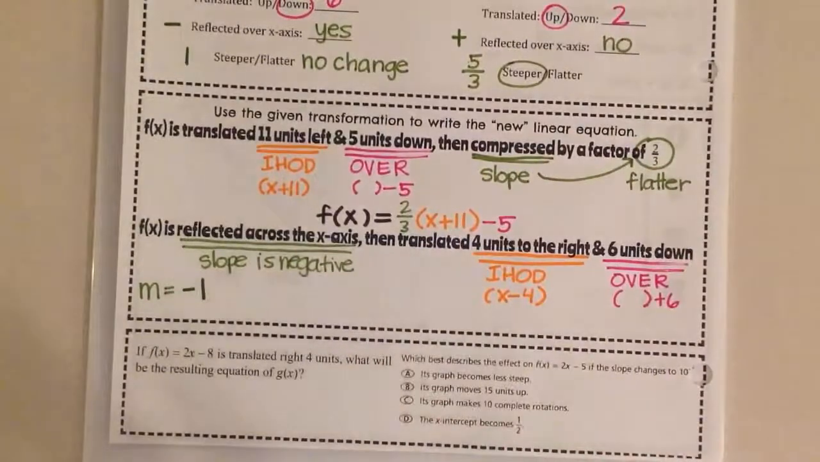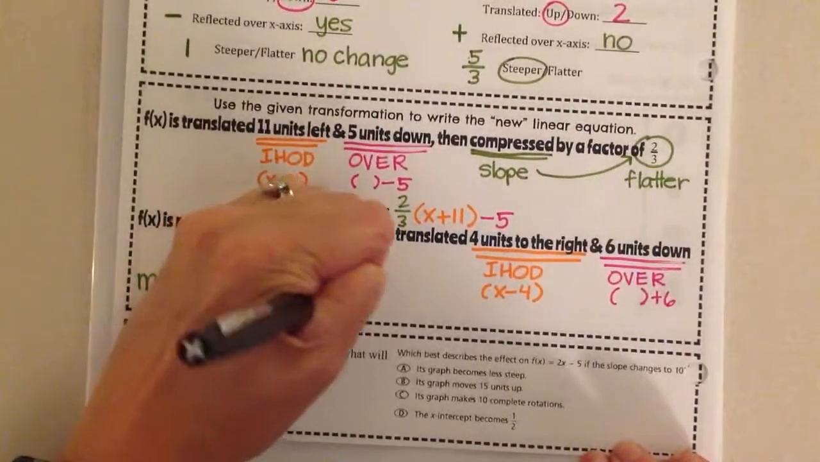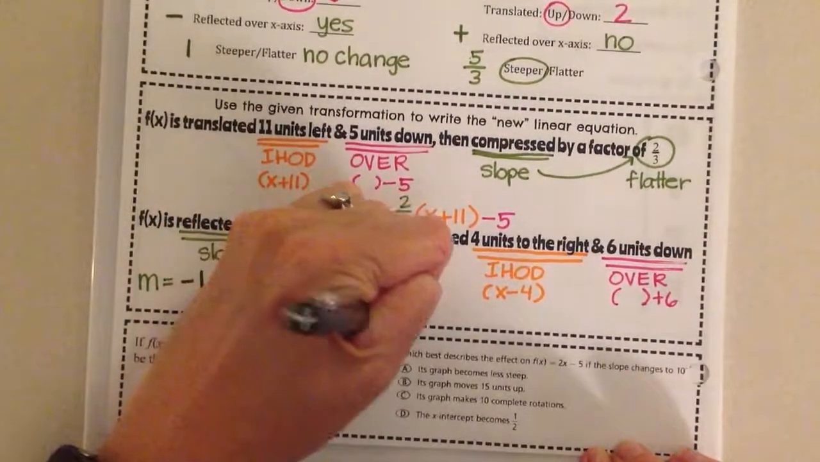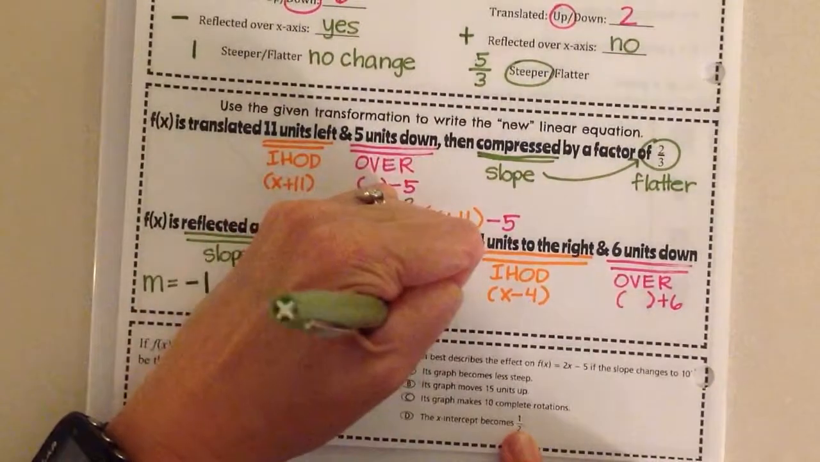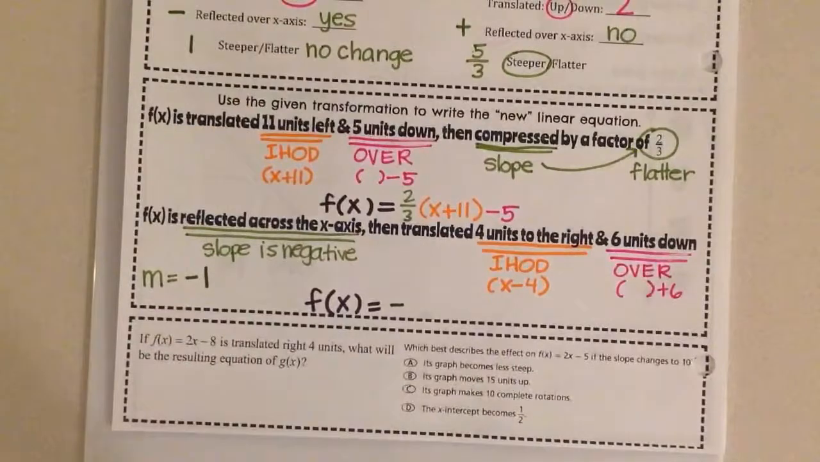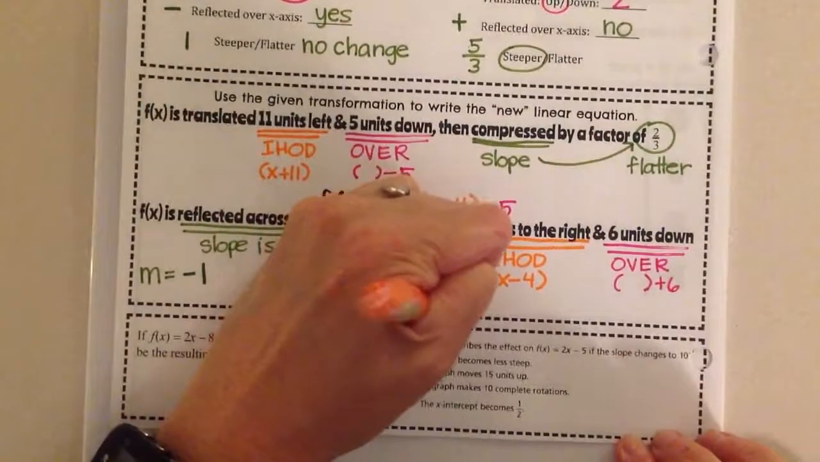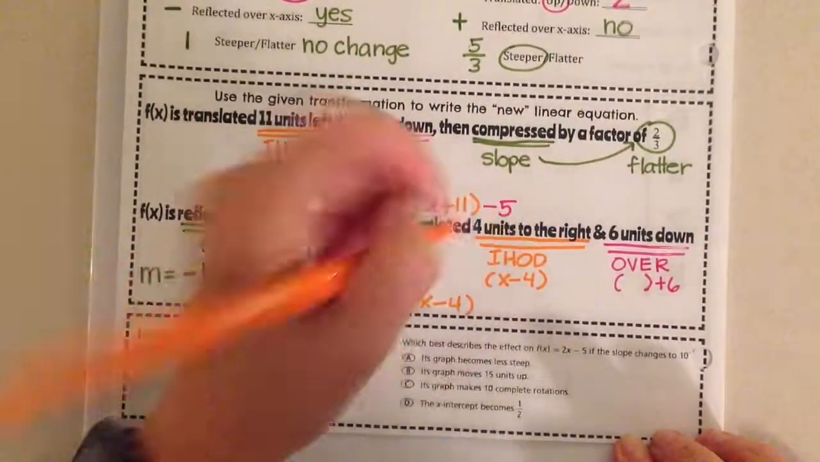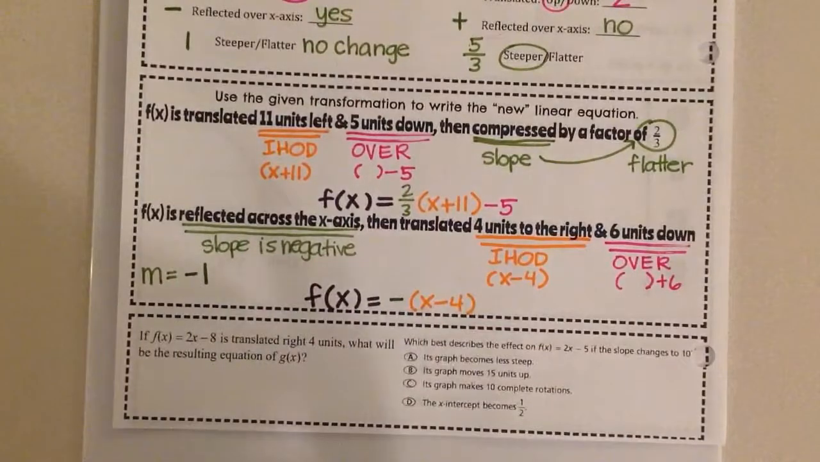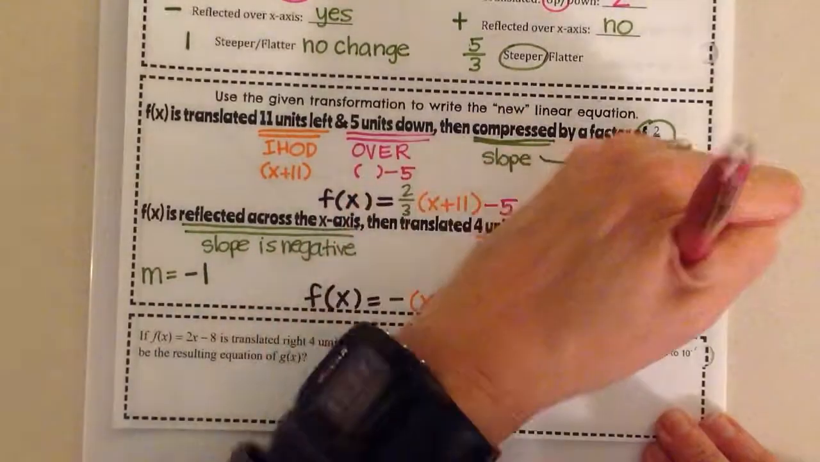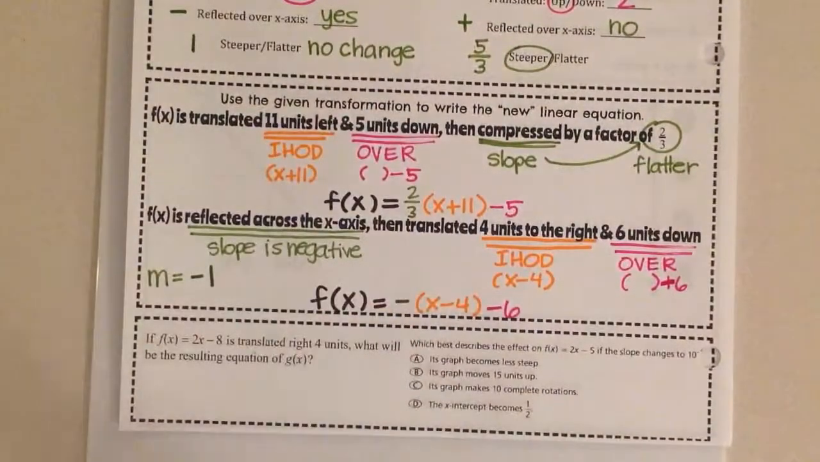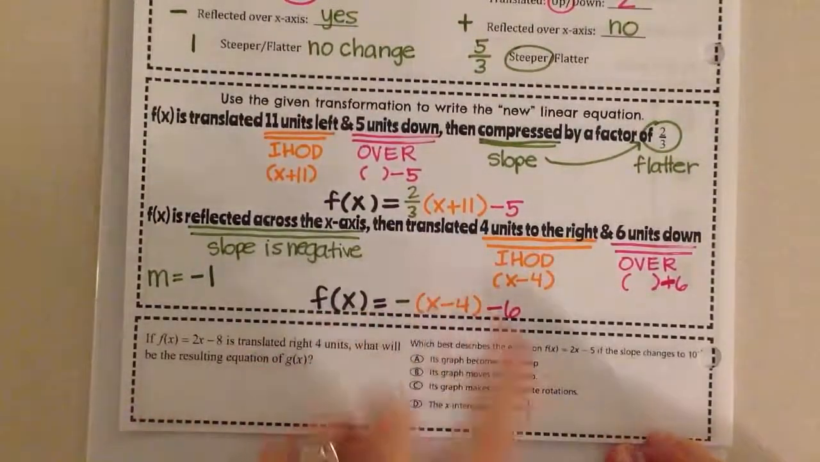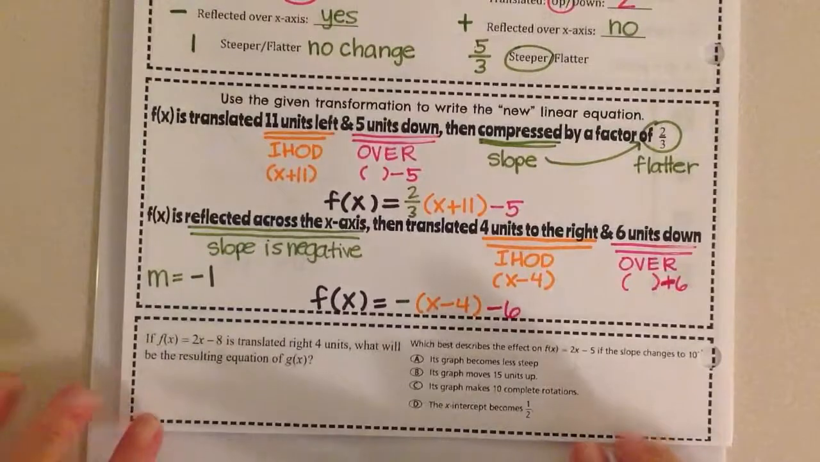So now we're going to put all this together in our final equation. F of x equals, I got to write my slope, negative. We are not going to see the 1 in our final answer. We're just going to see the negative. Now I want to put x minus 4 to show that it moves 4 right. And now we're going to put the plus, I'm sorry, that should be a minus 6 because we're moving down 6, not up 6. All right, there's our final linear equation.